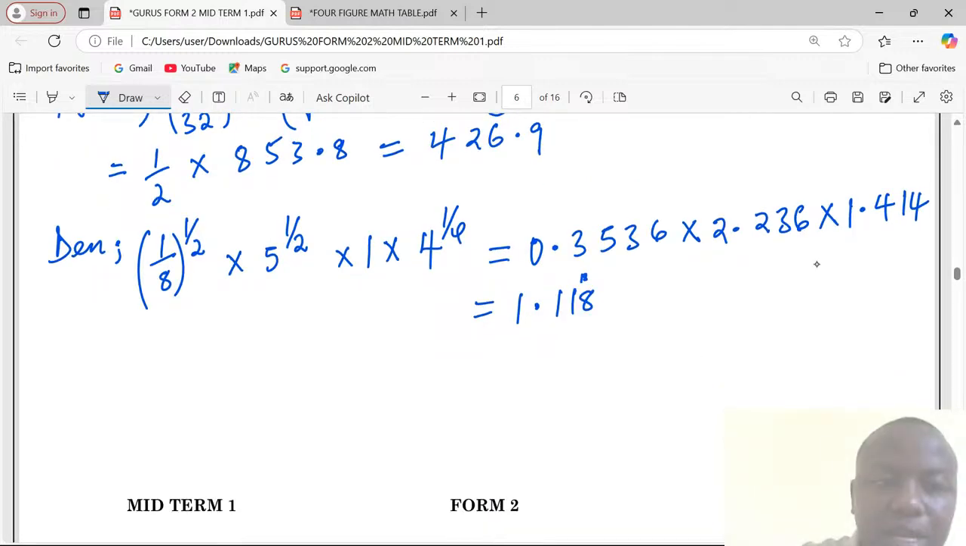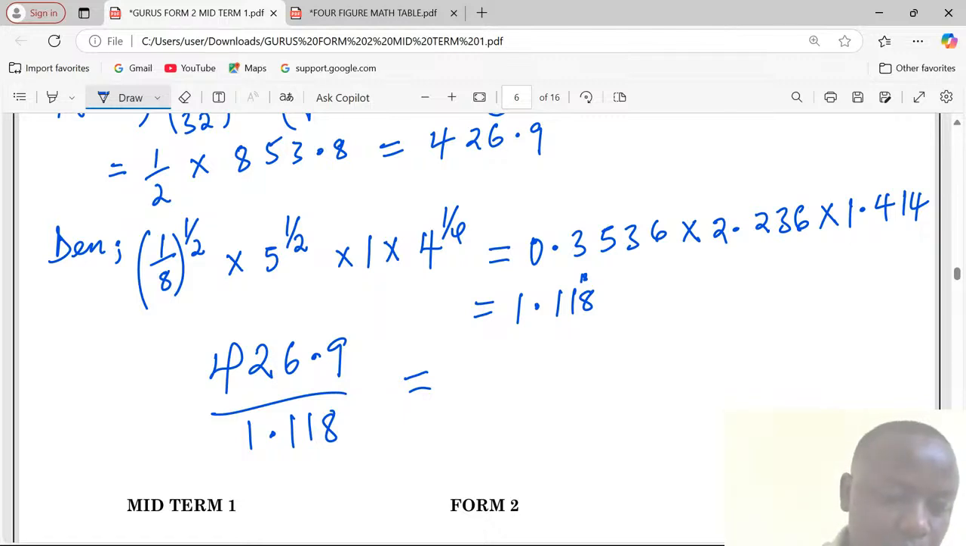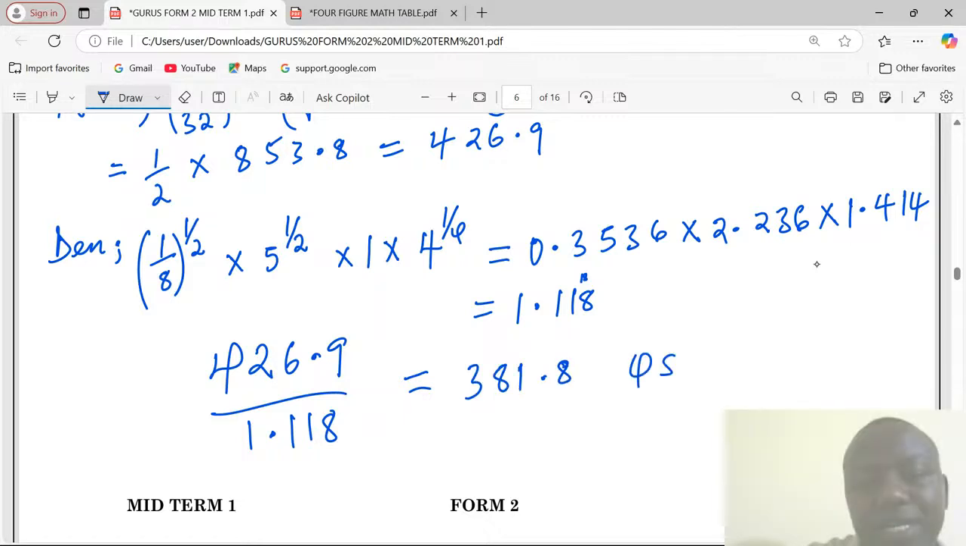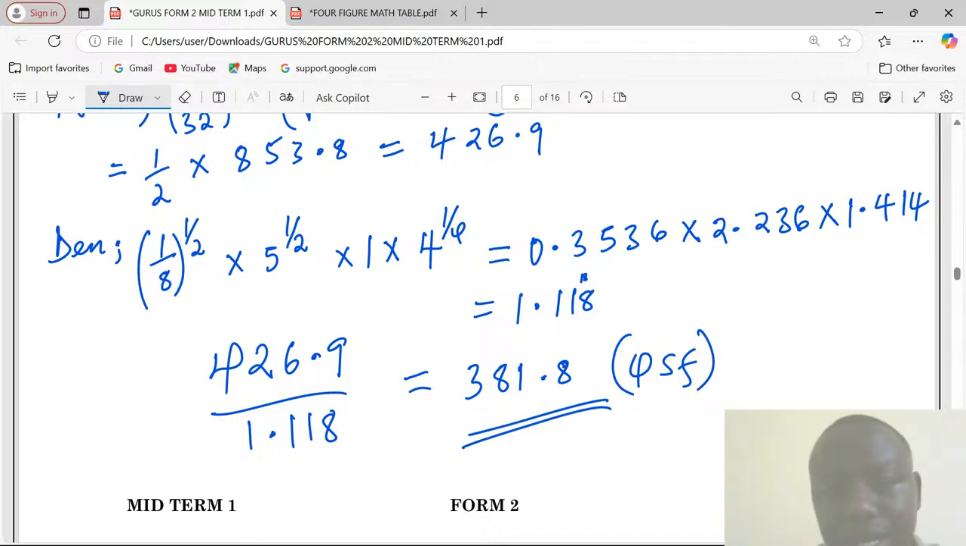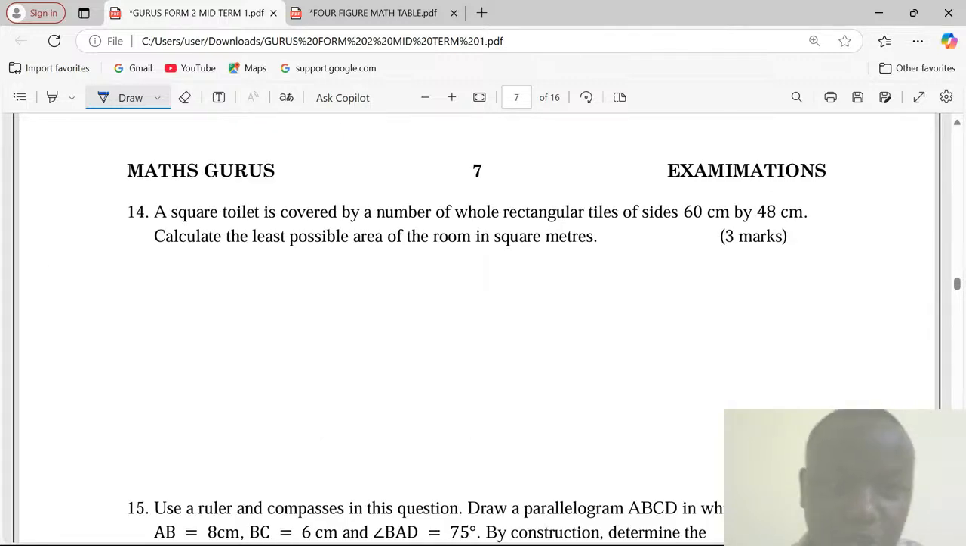So now we can combine the denominator and the numerator. So what will be the final answer here? Let me check for you. 426.9 divided by 1.118. So I'm getting 381.8 to 4 SF. So that is what you are supposed to use as the answer, and you work using a calculator.